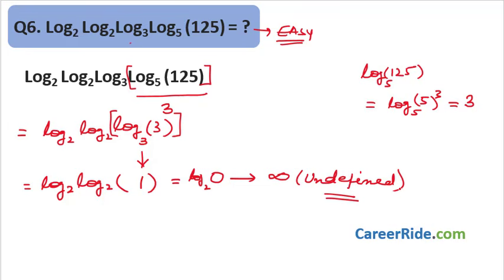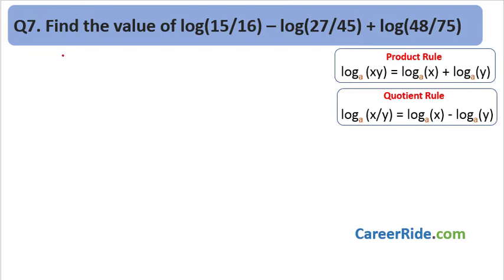Okay, let's move on to the next question. Now, the next variety of questions that you find in this chapter is something like this. Question number 7. Find the value of log 15 upon 16 minus log 27 upon 45 plus log 48 divided by 75.